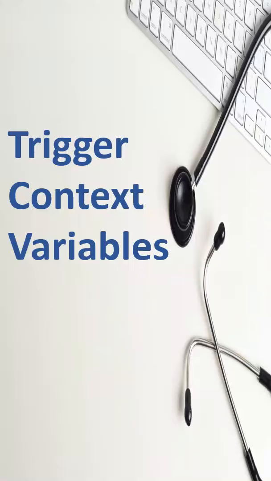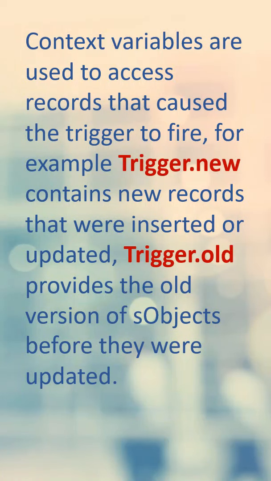Let's talk about trigger context variables. Context variables are used to access the records that cause the trigger to fire. For example, Trigger.new contains all the records that were inserted in insert or update triggers. Similarly, Trigger.old provides the old versions of sObjects before they were updated.